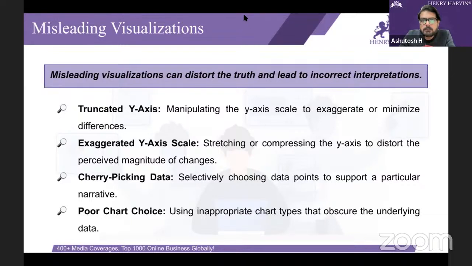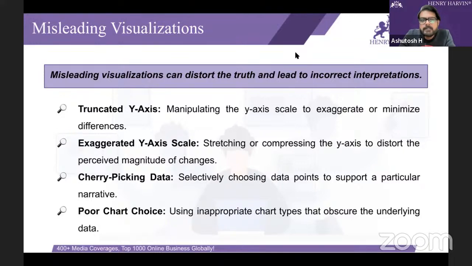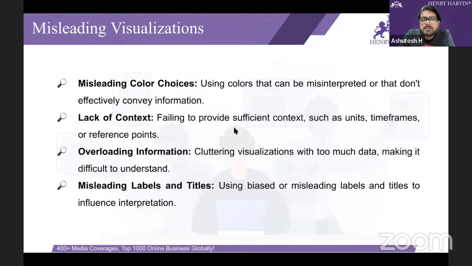Now, when we are talking about some of the pitfalls, or the misleading visualizations, we should not prepare them. Like the truncated y-axis, which manipulates the y-axis scale to exaggerate or minimize the differences. We also have the exaggerated y-axis, cherry picking data, poor chart choices, misleading color choices, lack of context, and overloading information, too much information. All these things are not required.